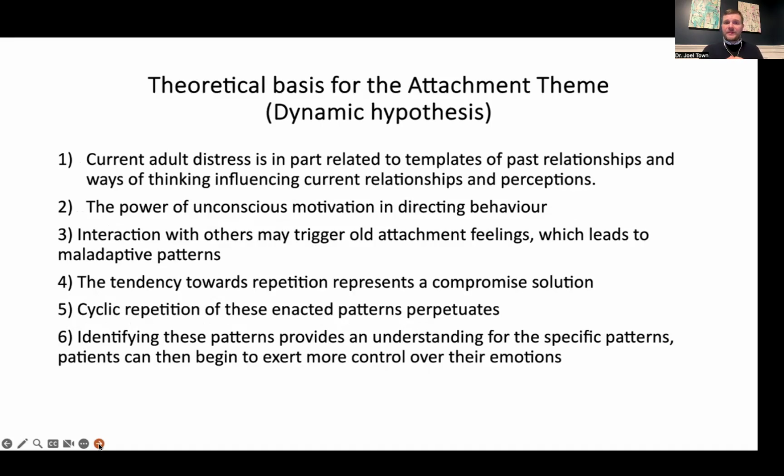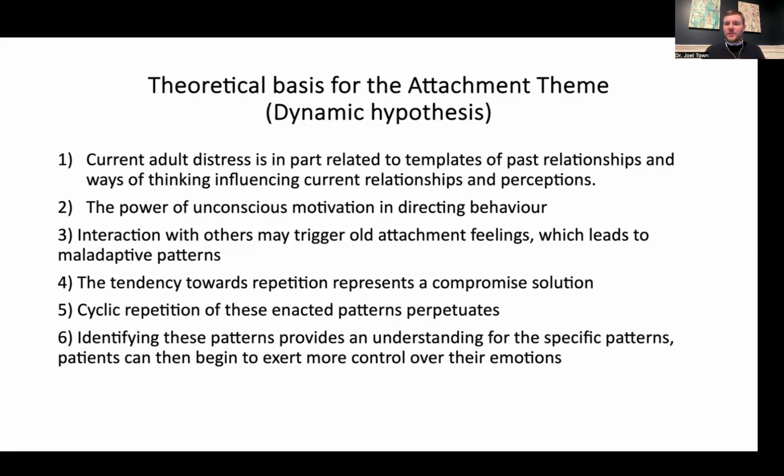So then just a reminder around the theoretical basis for the attachment theme and why we think these are important. Our assumption here is that the patient's current manifesting difficulties are in part related to templates of past relationships, which influence how they experience current relationships and their perceptions in current relationships. And the impact of the unconscious or implicit motivations, attachment relationships, which impact our behavior, and how interactions with current people and current relationships and those in the transference can activate these old emotions about attachment needs, and these lead to emerging maladaptive patterns.